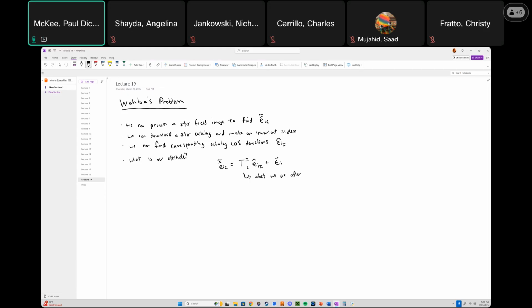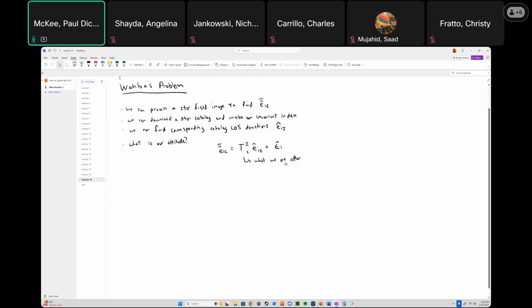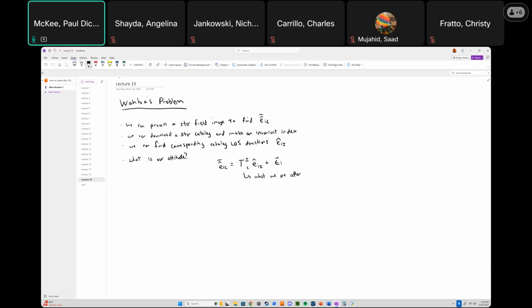So given a whole bunch of line of sight directions in one frame and a whole bunch of line of sight directions in another frame, and we know they are the same line of sight directions, then there ought to be some 3x3 direction cosine matrix that maps from the first set to the second set, and we ought to be able to find the elements of that 3x3 matrix. I'm going to try to be quick.